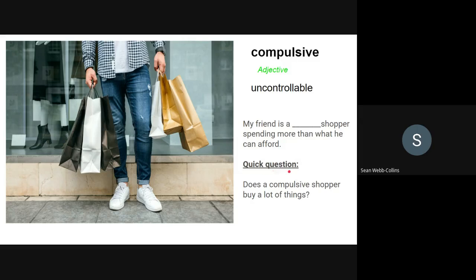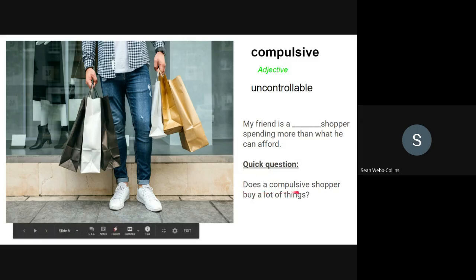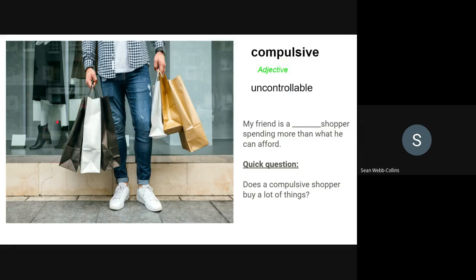Quick question. Does a compulsive shopper buy a lot of things? Yes, a compulsive shopper buys a lot of things. They find it hard to control themselves, hard to control their actions or their impulses.